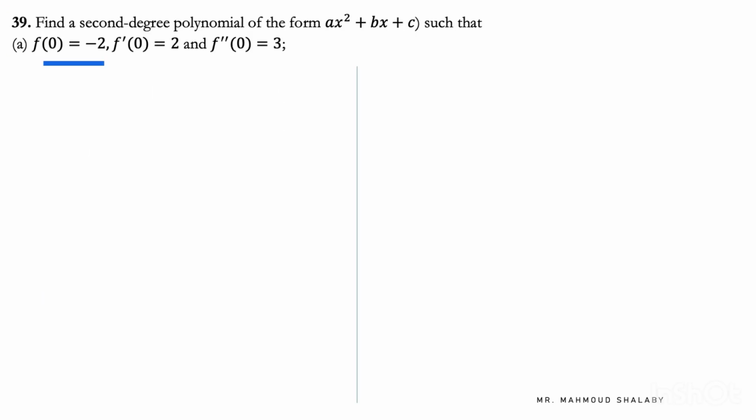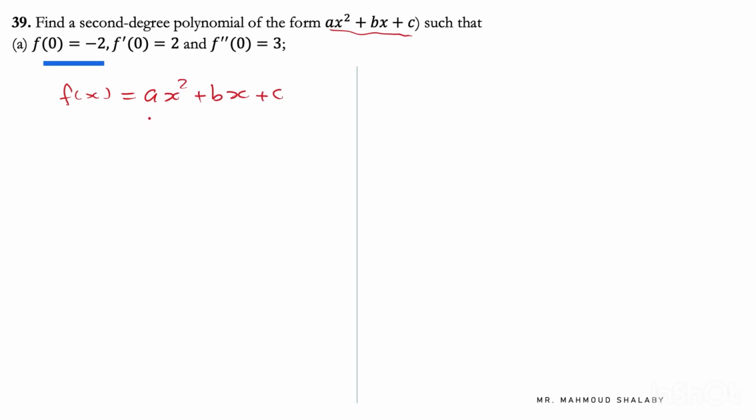So let's get started. Question 39. Find the second degree polynomial of the form ax^2 + bx + c such that f(0) = -2, f'(0) = 2, and f''(0) = 3. In this type of question, to solve, I have to find the second derivative. So I will start by writing f(x) = ax^2 + bx + c.